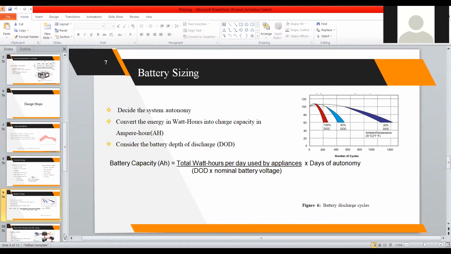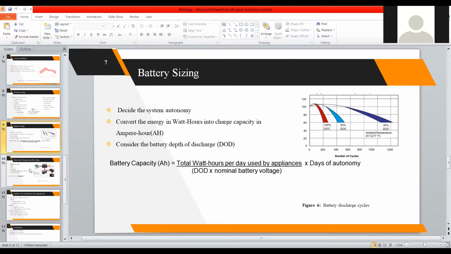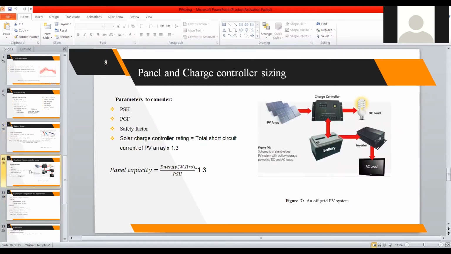After that, let's move on to the next component that you want to size. After you know your battery capacity, you also want to know how many panels you need to charge the battery that you have, and also the size of the charge controller that you need to protect the batteries when you're charging them. So the parameters you want to consider are the peak sunshine hours, of course, and then the panel generating factor as well. Then you also want to put in a safety factor, because there are losses within the system. So you want to account for the losses to make sure that you have enough power to the system.